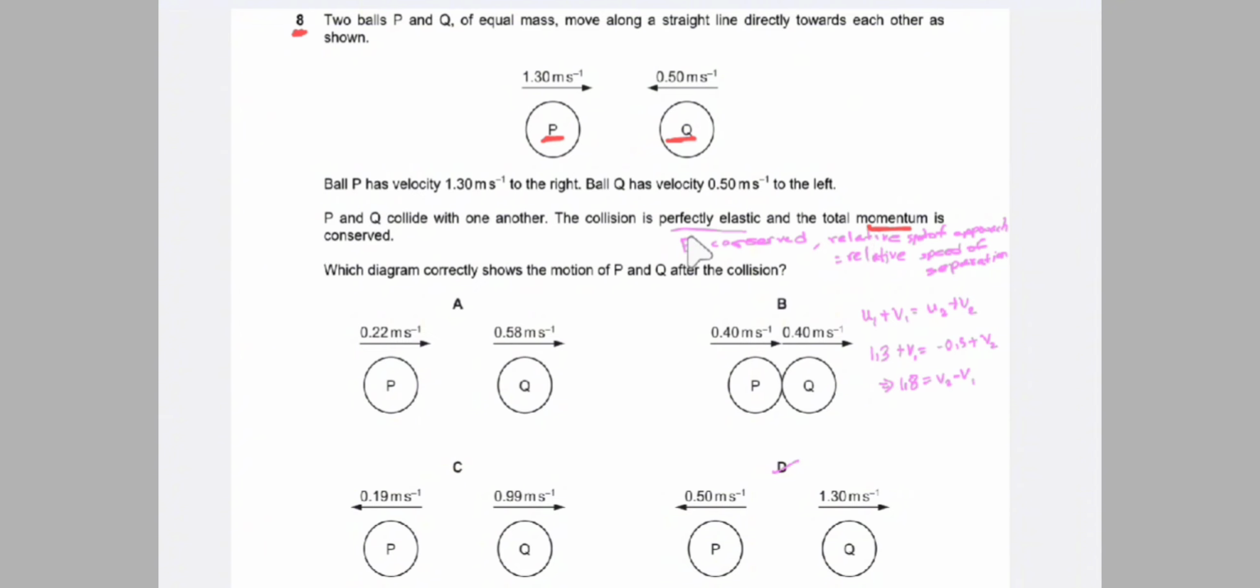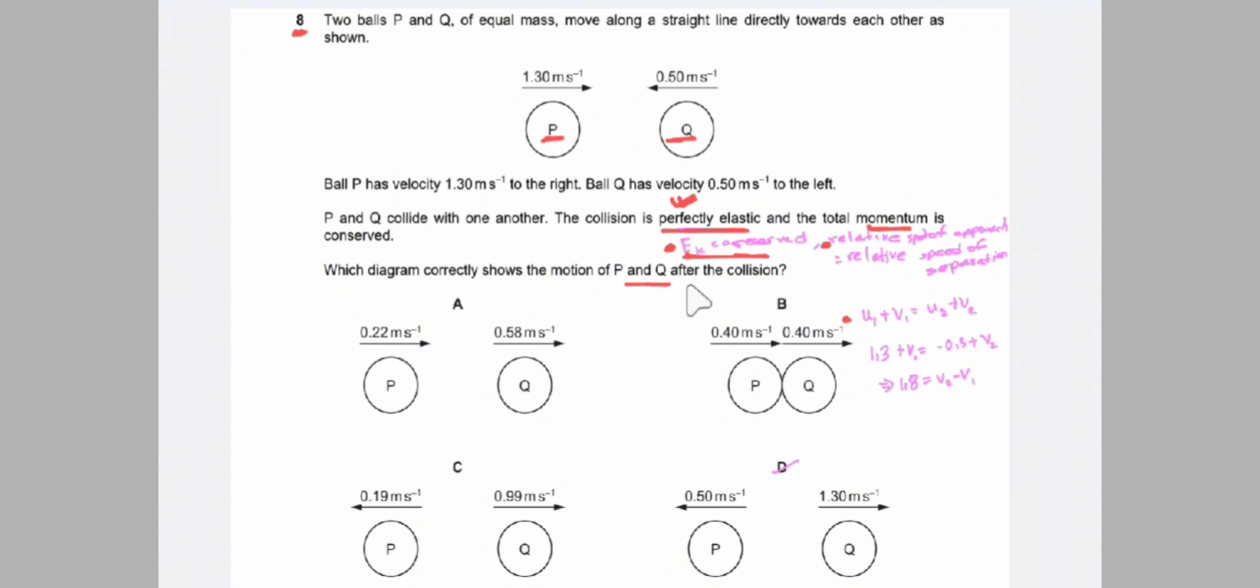So the total momentum is conserved, and since the collision is perfectly elastic, kinetic energy is conserved and the relative speed of approach is equal to the relative speed of separation. You have to remember this, and the equation is u1 minus u2 equals v2 minus v1. So which diagram correctly shows the motion of P and Q after collision?